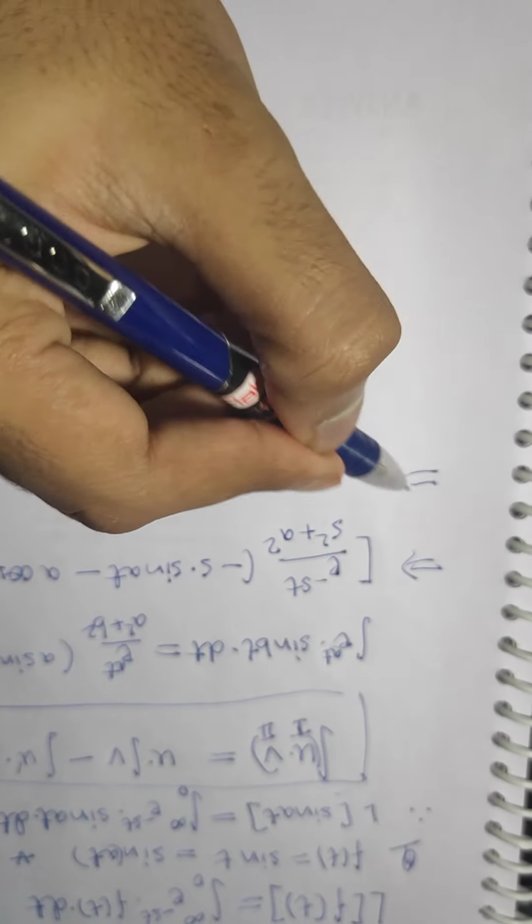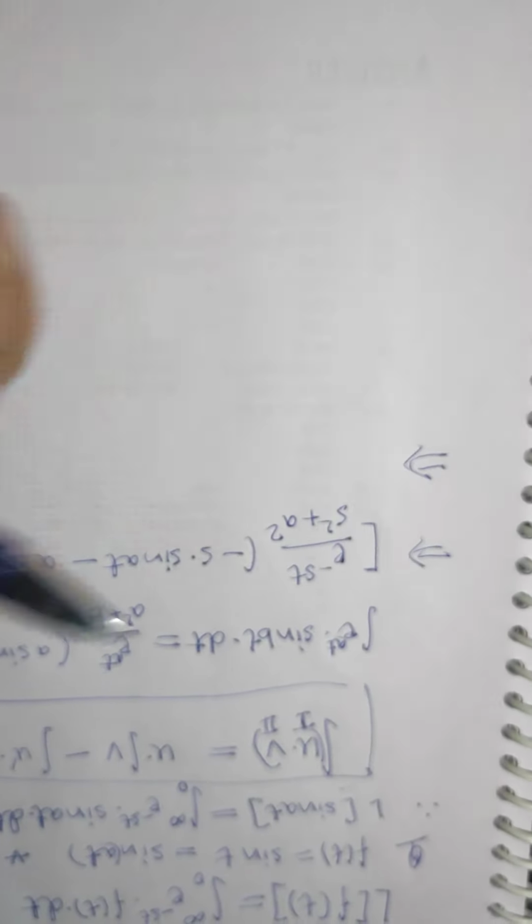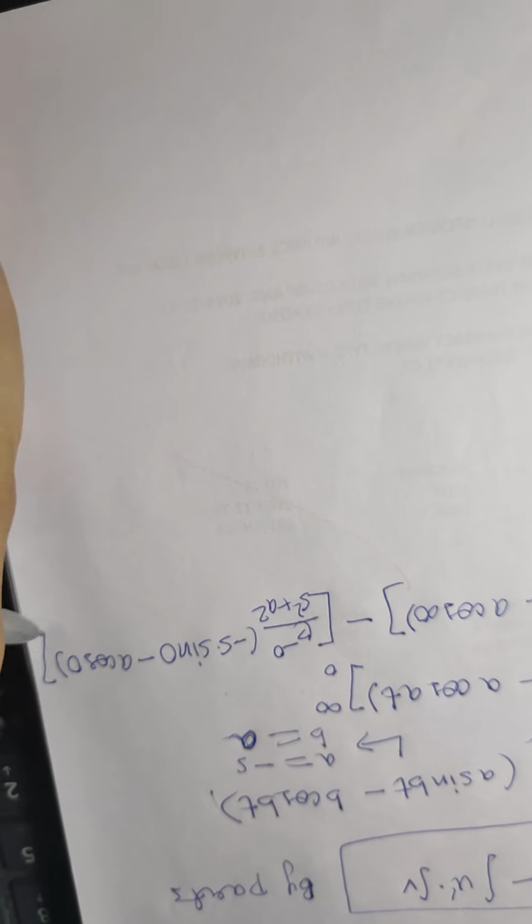And thus, if we apply the limits here, we'll get e to the power minus infinity upon s square plus a square into minus s sine infinity minus a cos infinity, subtract from this e to the power negative 0 upon s square plus a square into minus s multiplied by sine 0 minus a multiplied by cos 0.